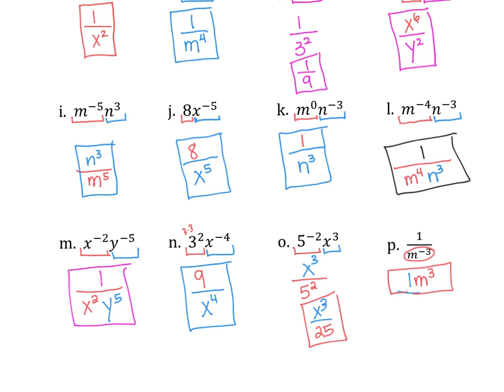I could put a 1 if you don't like to leave it blank. Okay. That's it for now. And again, I'll show you why x to the 0 equals 1 and why x to the negative n equals 1 over x to the n later in this chapter when we get to those properties.